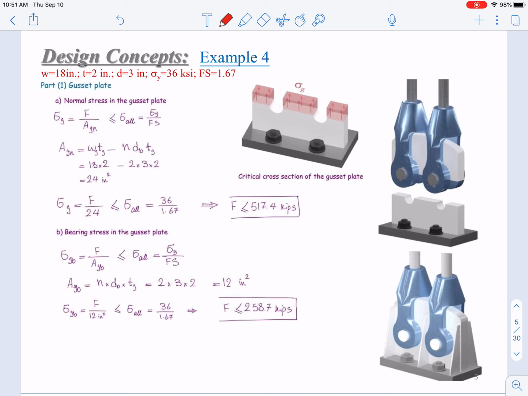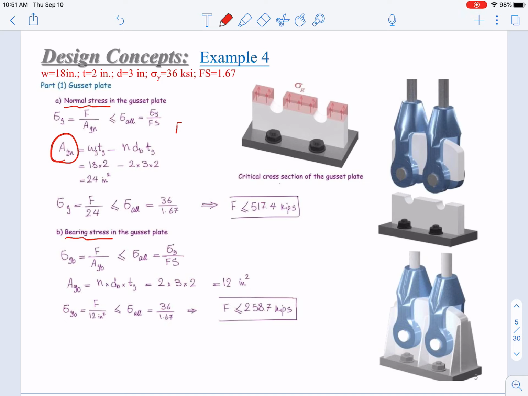So in the gusset plate, as we just analyzed, you have to divide it into 2 steps. In the first step, you examine the normal stress. Second step is bearing stress, right? And the key, the most critical step, is to find the correct cross-section areas.